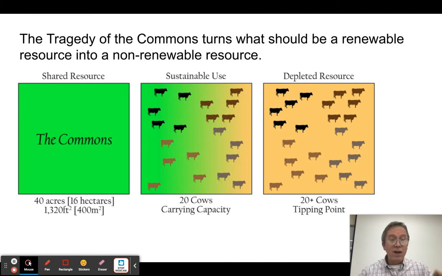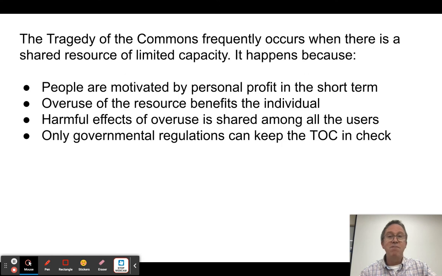And it always happens. It is human nature. And there's a way of preventing it, but please understand it always will happen if there's a shared resource. Okay, so the idea is it happens for this reason. Humans are motivated to provide for themselves for personal profit, short-term profit.